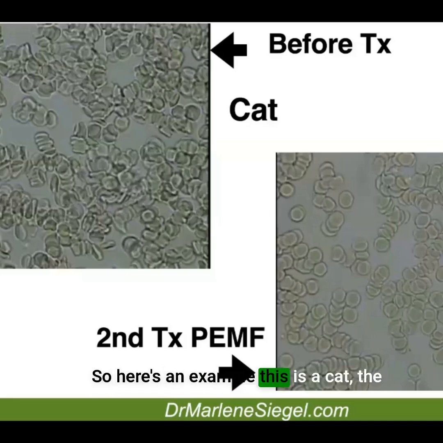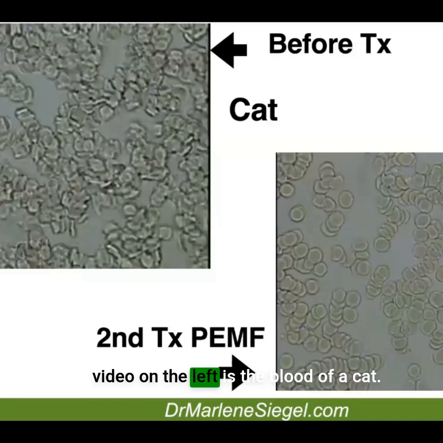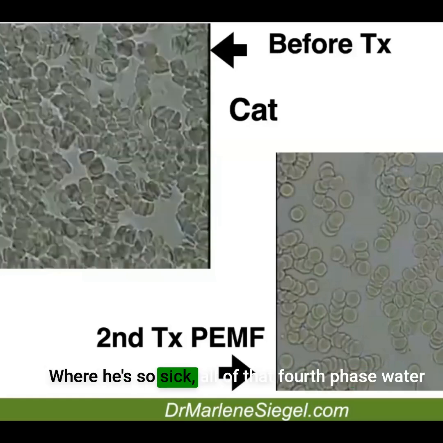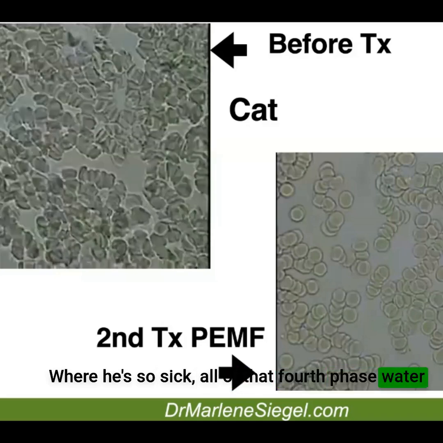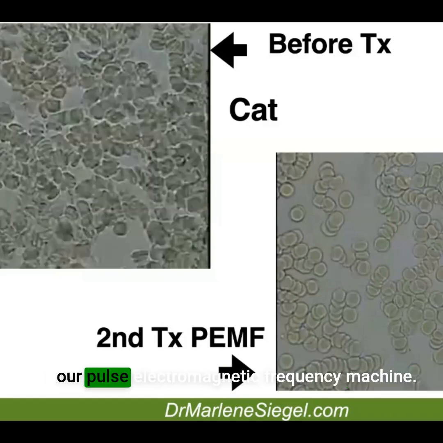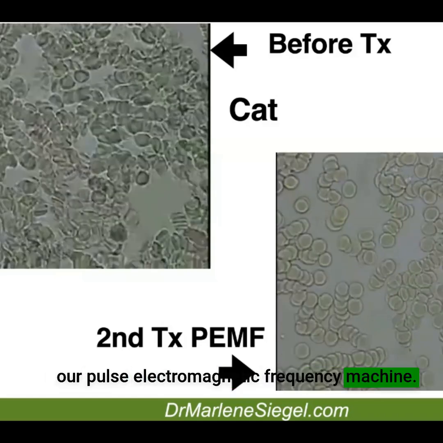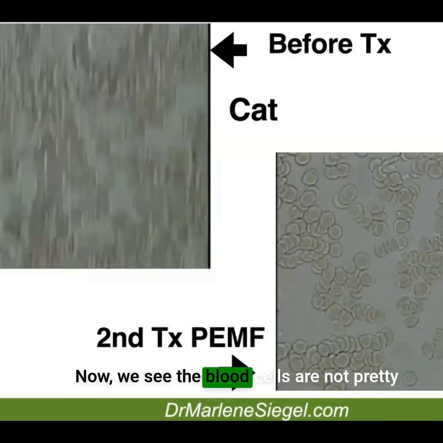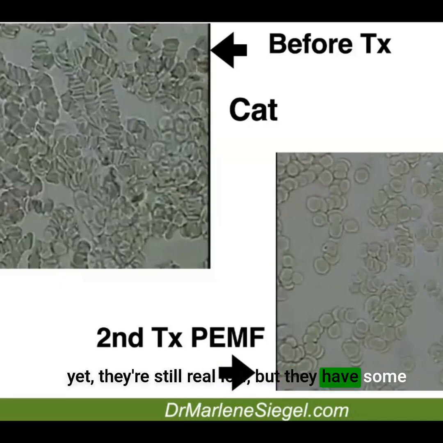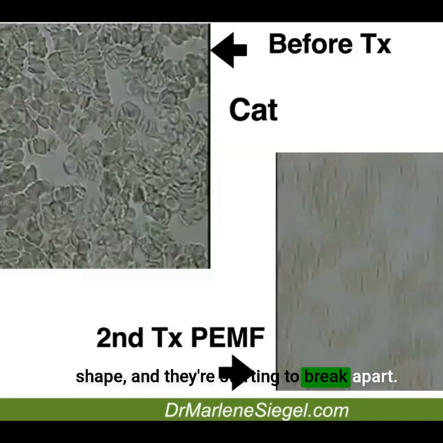So here's an example. This is a cat. The video on the left is the blood of a cat where he's so sick, all of that fourth phase water has collapsed, super toxic cat. And we put him in our pulse electromagnetic frequency machine. Now we see the blood cells are not pretty yet. They're still rouleau, but they have some shape and they're starting to break apart.